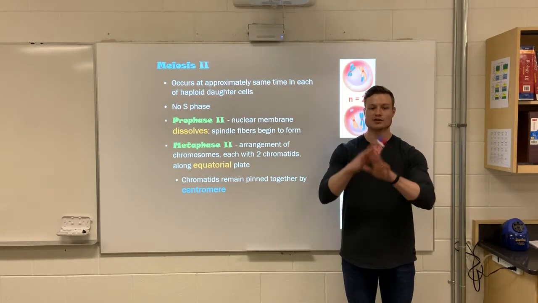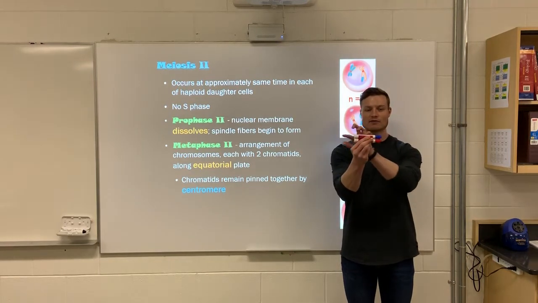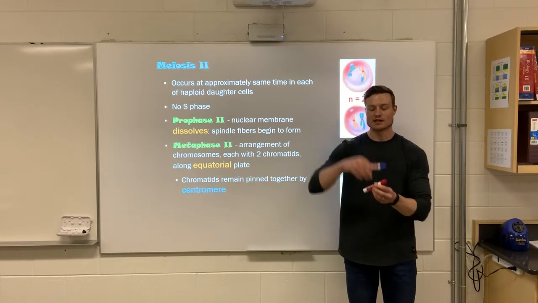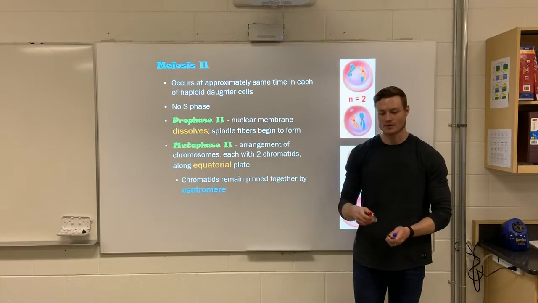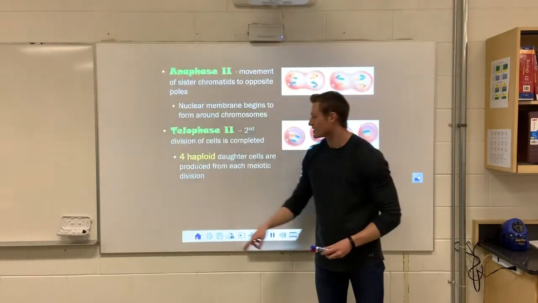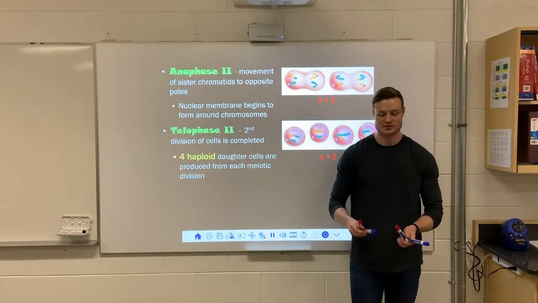So prophase, nuclear membrane breaks down. Metaphase, now we have the chromosomes lying in the middle, and we're going to pull apart the chromatids. And this is going to happen in each cell. Anaphase is the pulling apart of those chromatids. And finally, telophase, we make our nuclear membrane, and in cytokinesis, we split it apart.